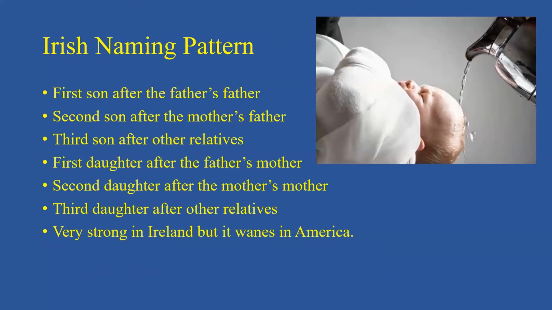Irish naming pattern is very similar to the Scots-Irish pattern with some slight differences. Eldest son for the father's father, second son for the mother's father, third son after other relatives, not necessarily the father. Eldest daughter for the father's mother, second daughter for the mother's mother, third daughter after other relatives.